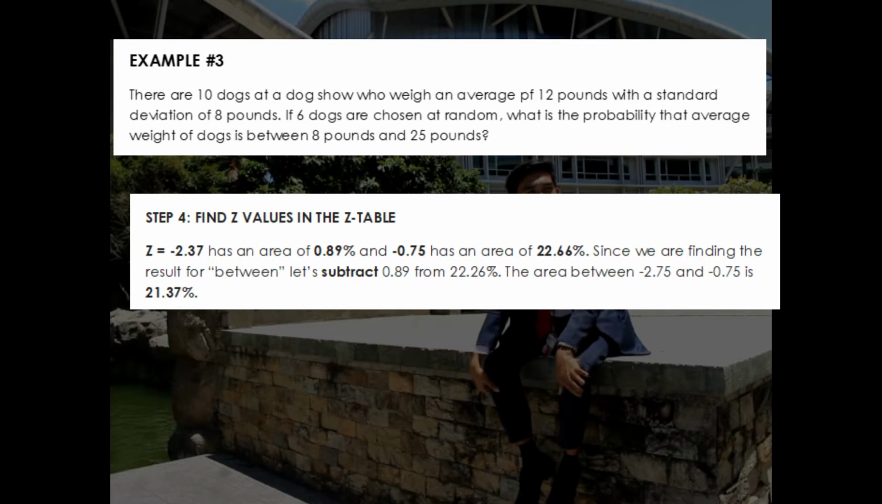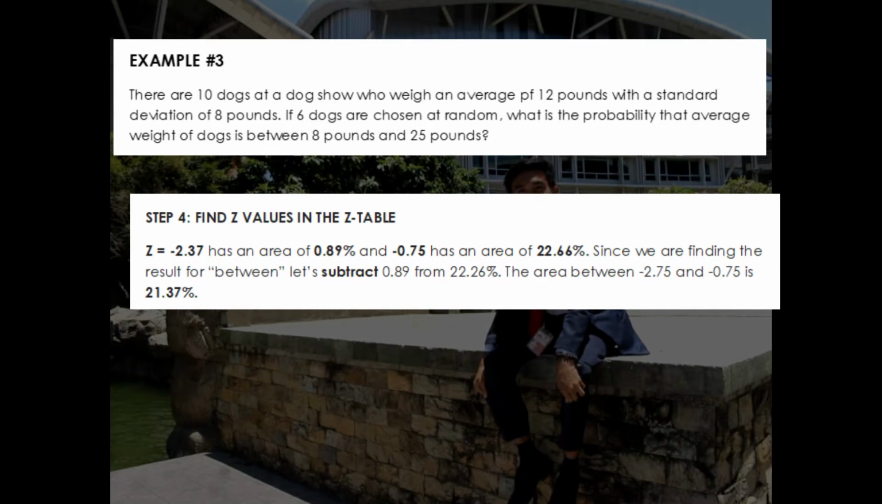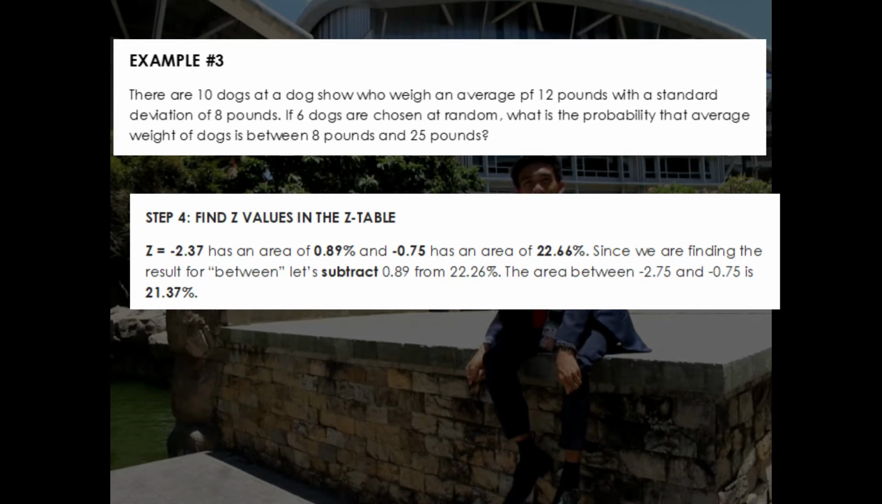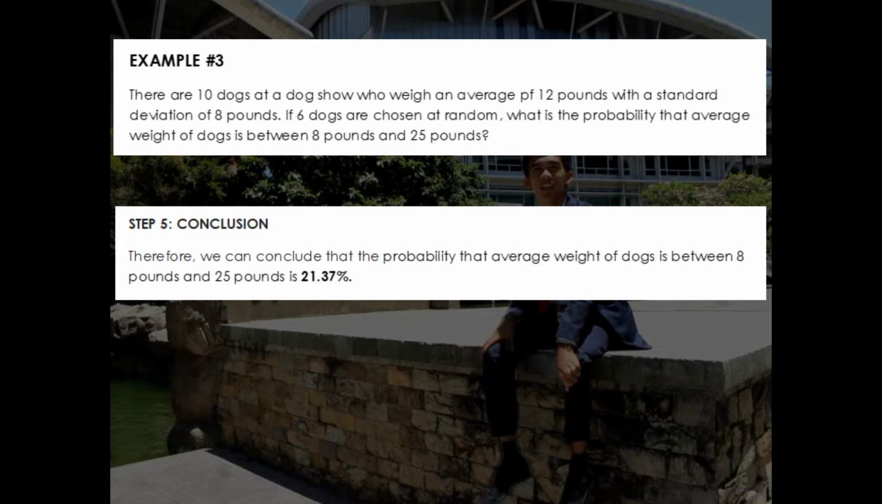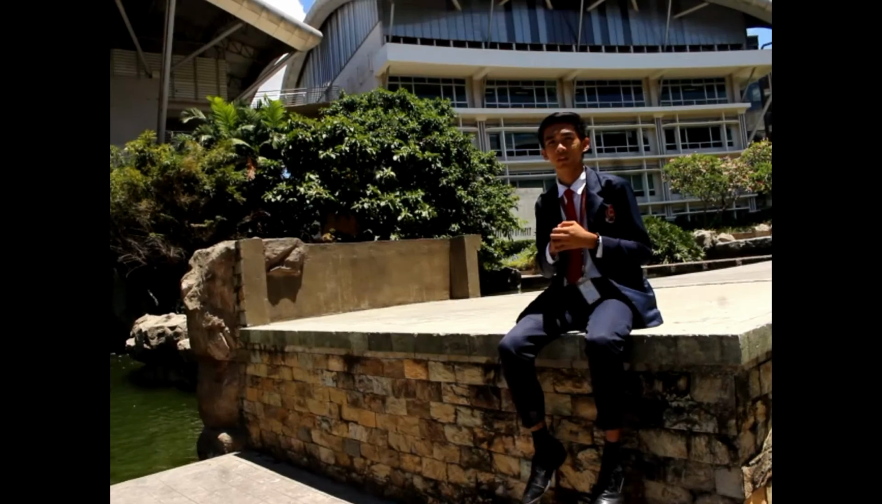Z equals negative 2.37 has an area of 0.89% and negative 0.75 has an area of 22.66%. Since we are finding the result for between, subtract 0.89% from 22.66%. The area between negative 2.37 and negative 0.75 is 21.77%. Step 5. Conclusion. Therefore, we conclude that the probability that average weight of dogs is between 8 pounds and 25 pounds is 21.77%. Well, did you learn anything?